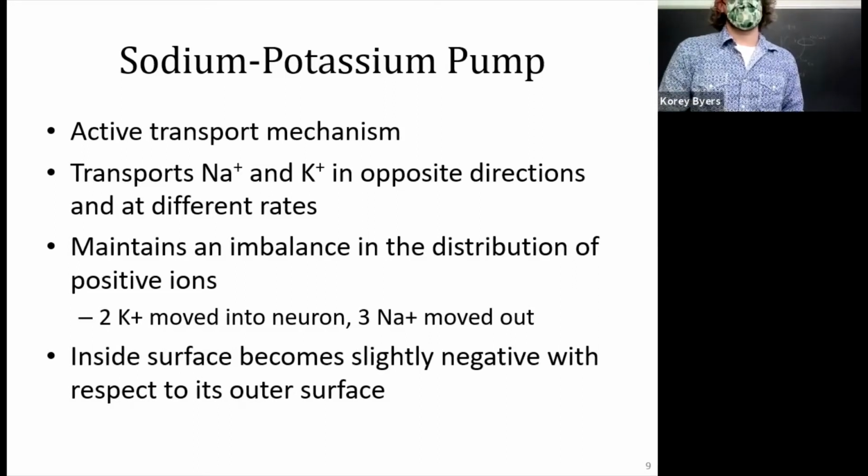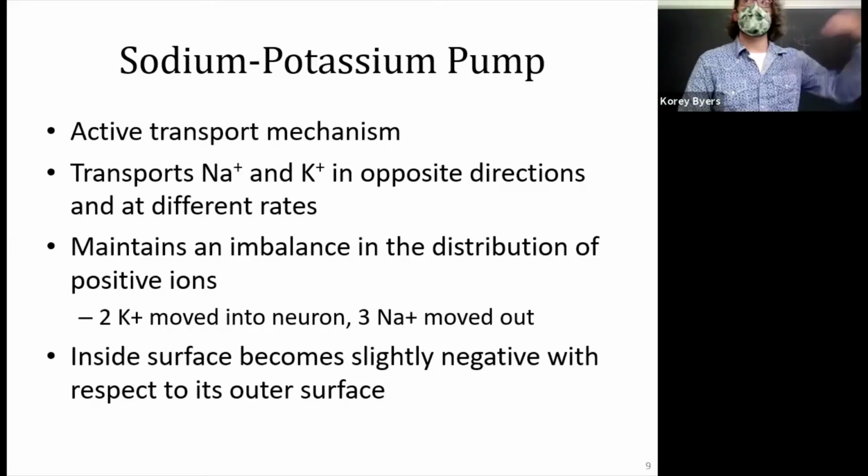Are you okay with that so far? This membrane potential difference, positive on the outside, negative on the inside. If we're setting an action impulse, we're just changing from negative to positive.